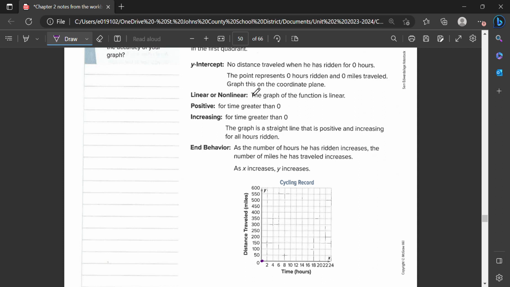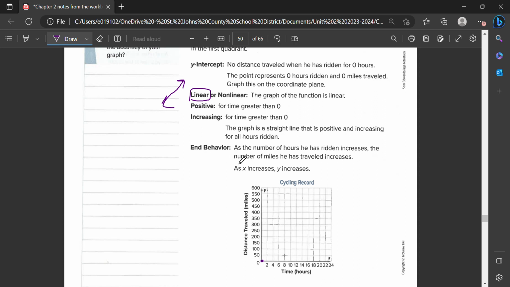Linear or nonlinear: the graph of the function is linear. What that means is it's going to be a straight line. So linear functions are straight lines. Positive for time greater than 0. Increasing for time greater than 0, because he can only increase the total distance he has traveled. All right, the graph is a straight line that is positive and increasing for all hours ridden.